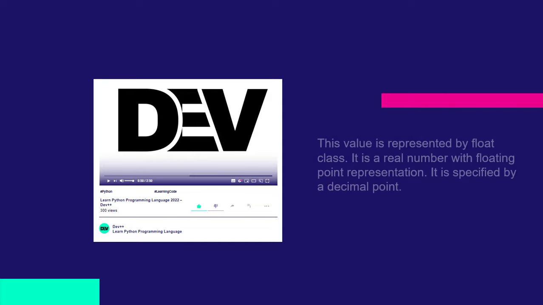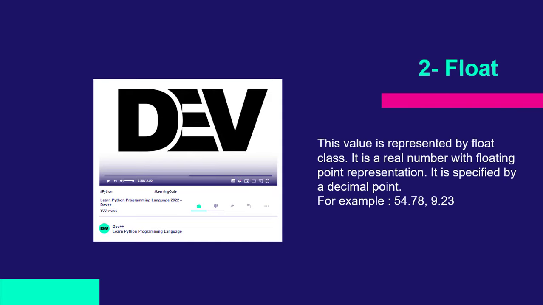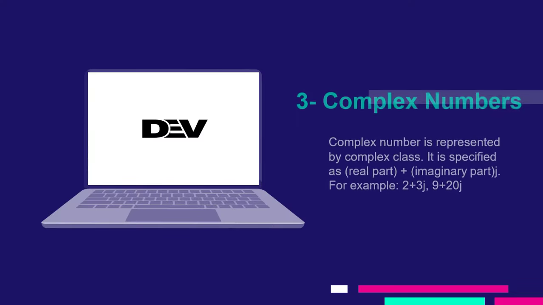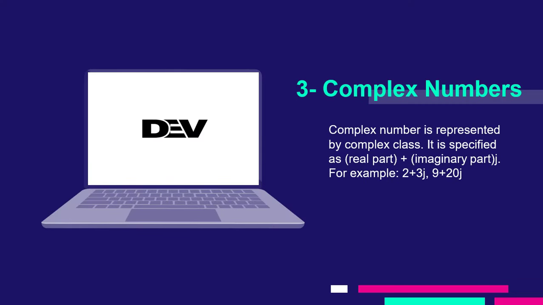The second numeric type is float. This value is represented by float class. It's a real number with floating point representation. It is specified by a decimal point. Optionally, the character e or capital E followed by a positive or negative integer may be appended to specify scientific notation, but mostly it's a real number with floating point representation. For example, 54.78, 9.23.